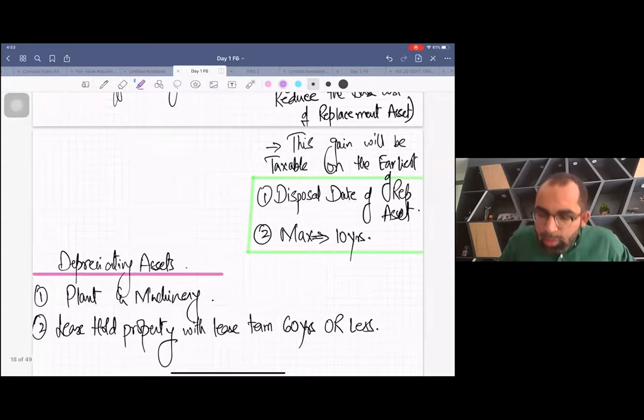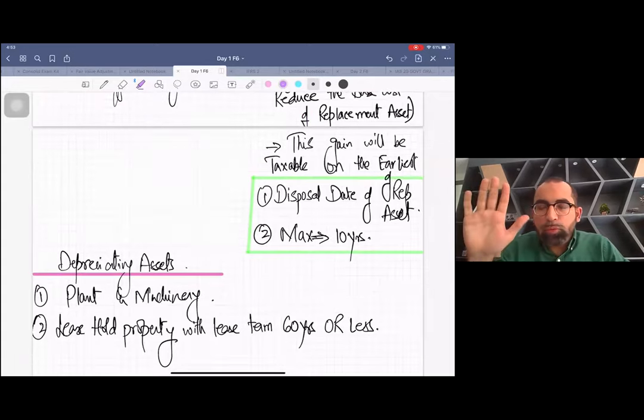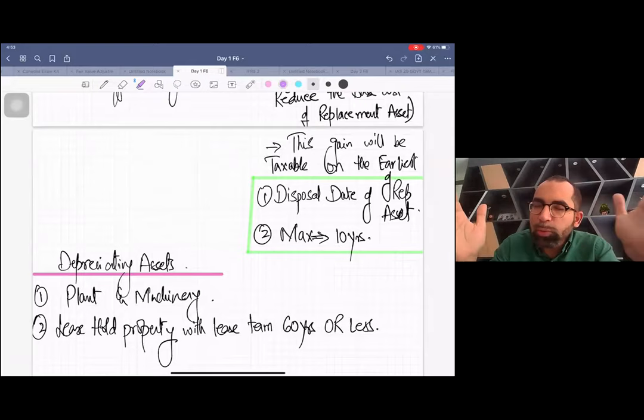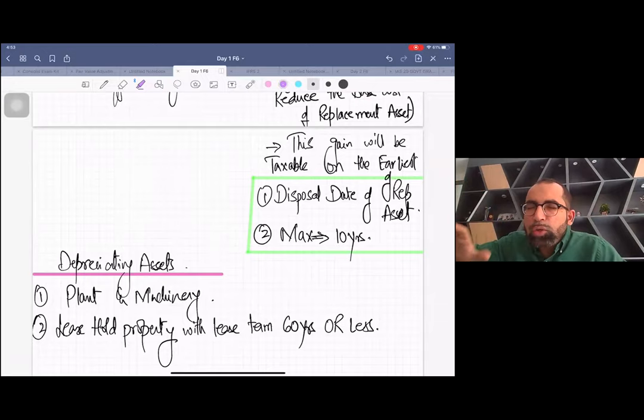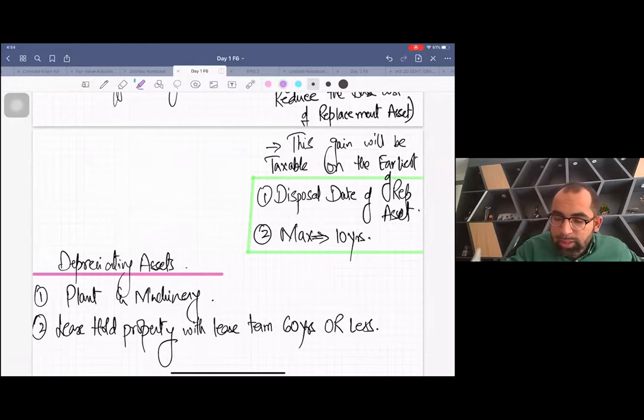Now, for frozen gains, in rollover the base cost of new asset is reduced, but in frozen gains you just put the gain underground. Now the question is when this freezer will open, when this frozen gain will come into this world and be taxable in future. So the frozen gain is taxable on the earliest of these two.